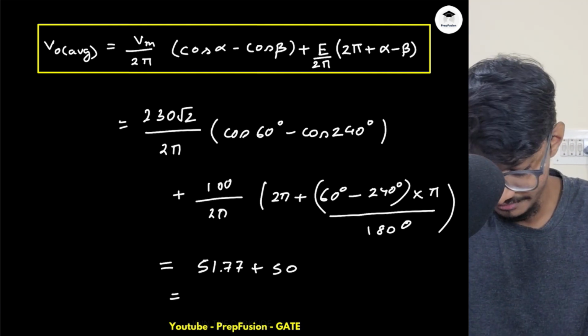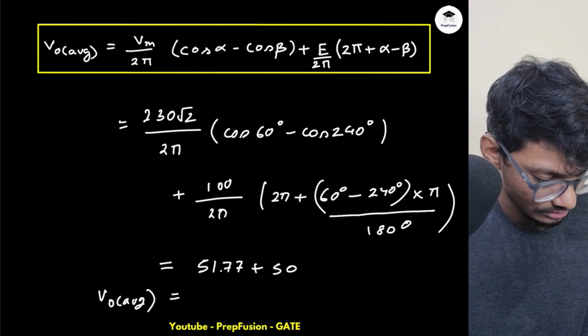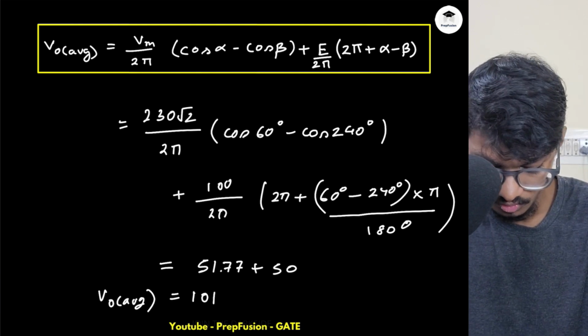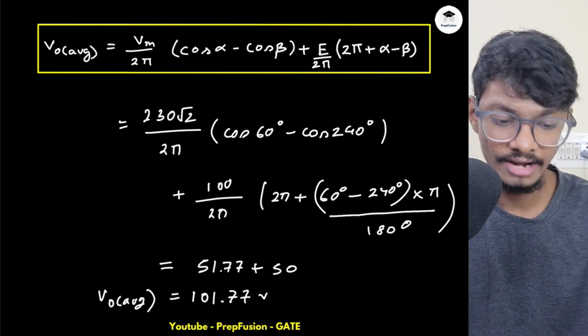So what will be my answer if I just add these two values? This is my VO average. If I add 50 with it, it will be 101.774. So this is my average value of the output voltage.